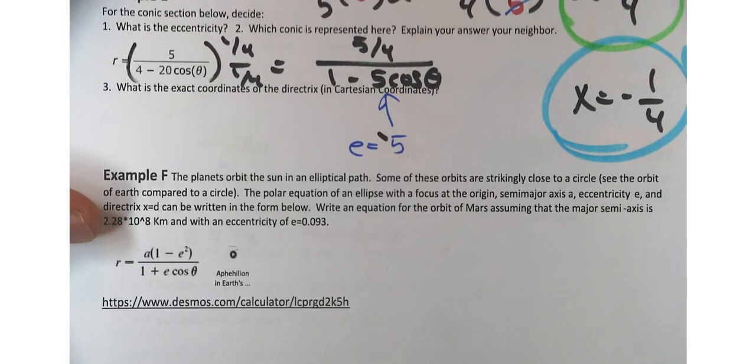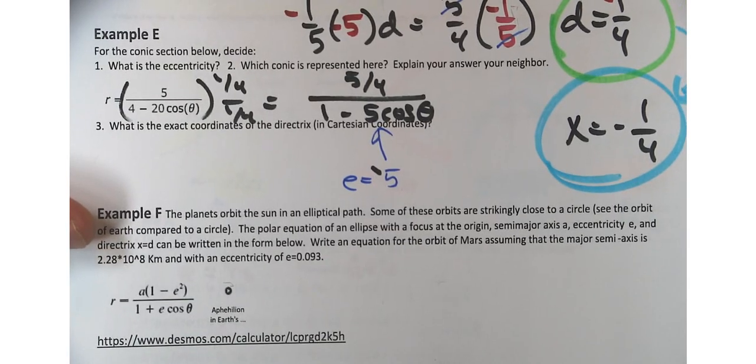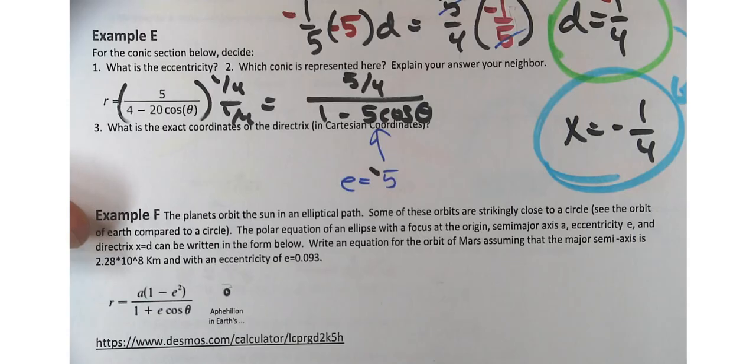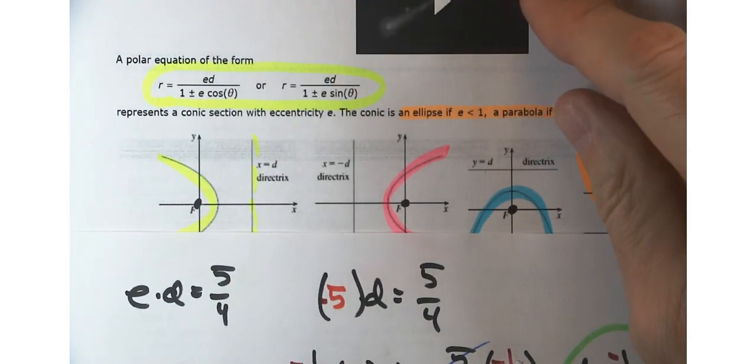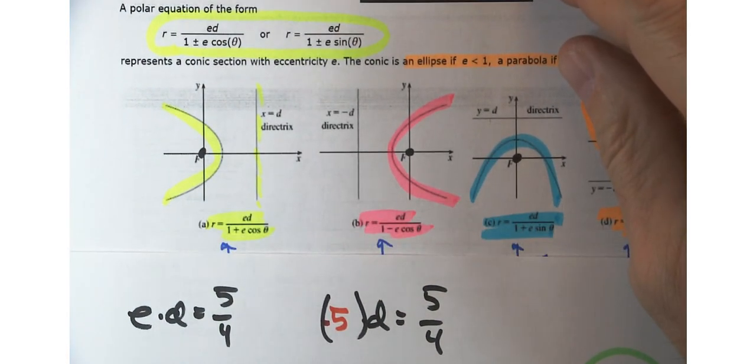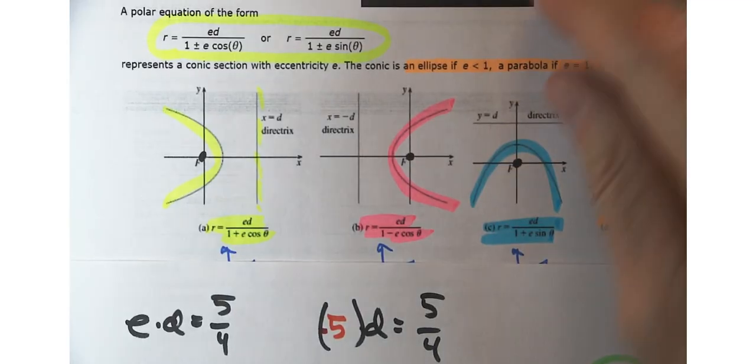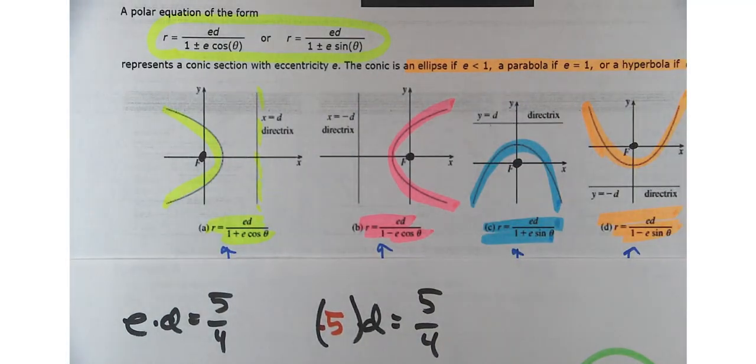A couple questions. Clyde? So on the form, when it's the directrix equals or over 1 minus cosine theta, it's saying x equals negative d. So wouldn't in that case d still equal positive 1/4? And then just once you put it in Cartesian form, it's x equals negative d, and then x equals negative 1/4?